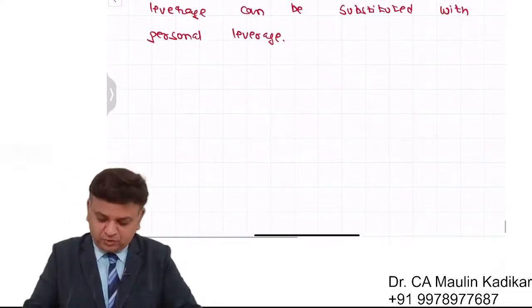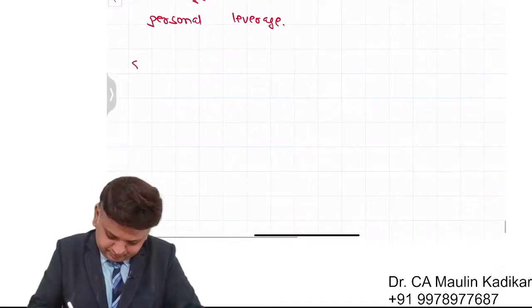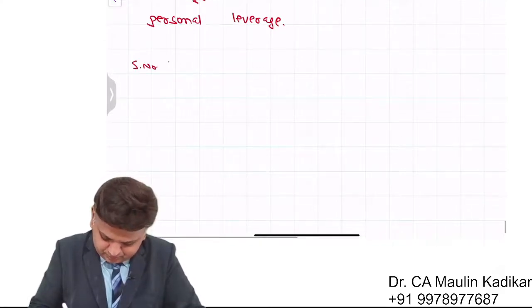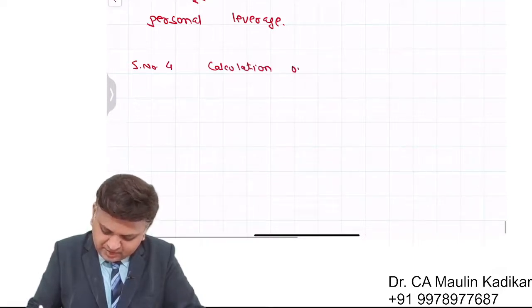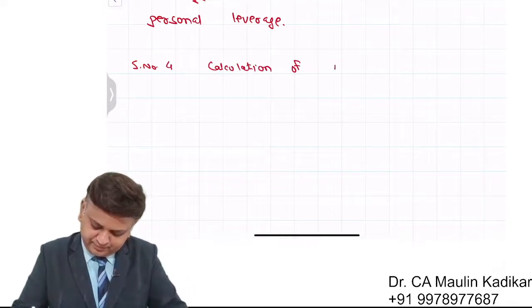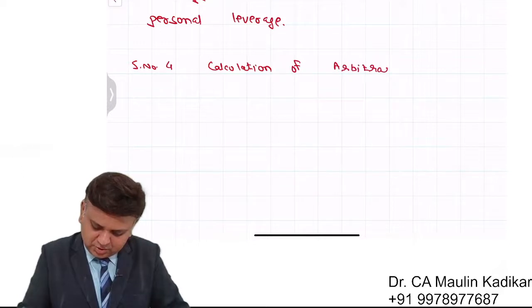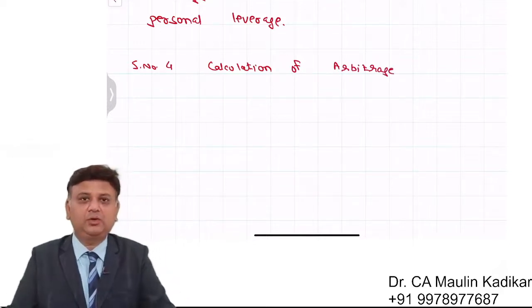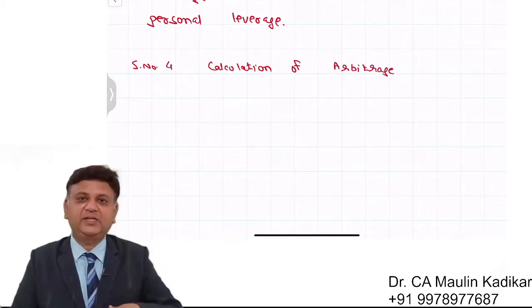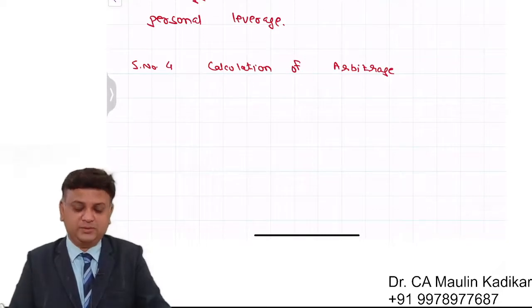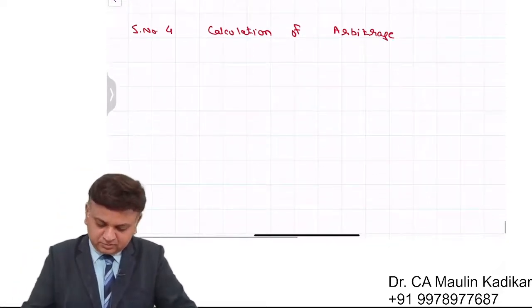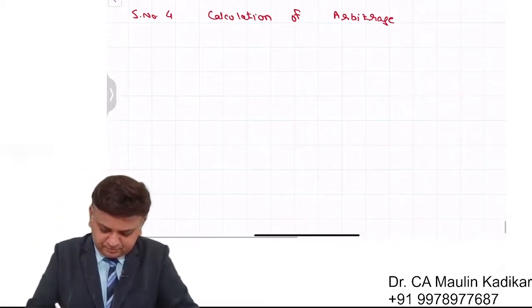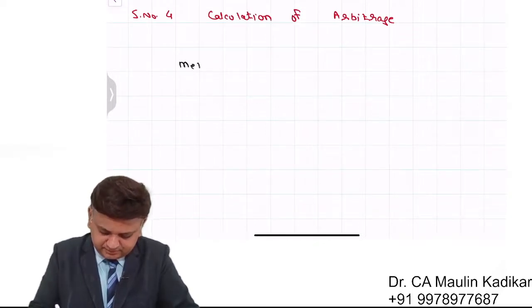Now step number 4. Calculation of arbitrage. So basically what will happen, we will show what kind of advantage you have when you switch over. In that, method number 1.